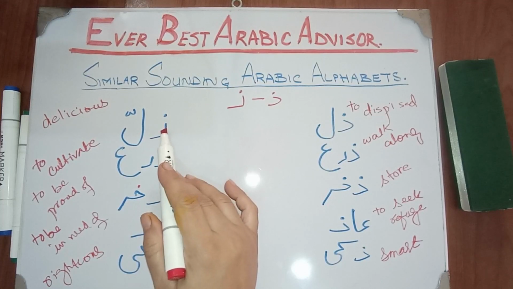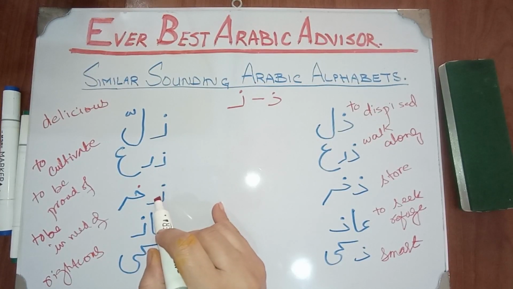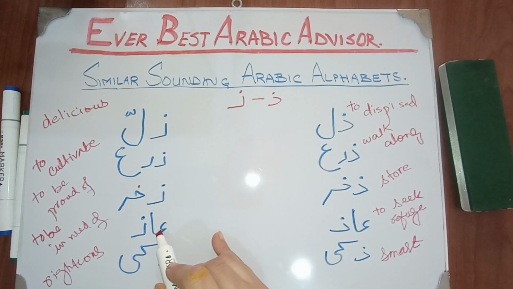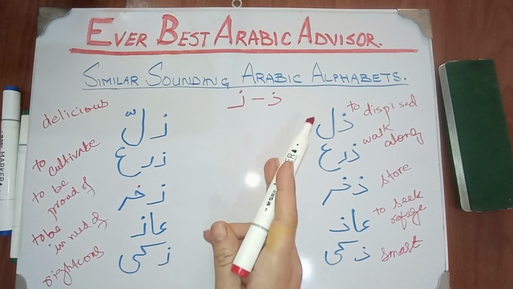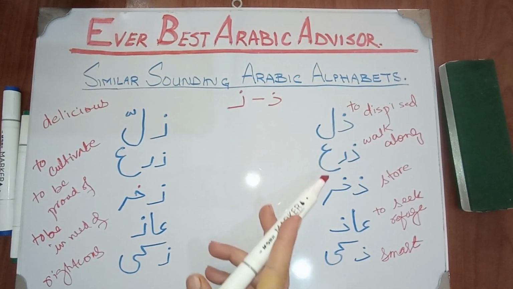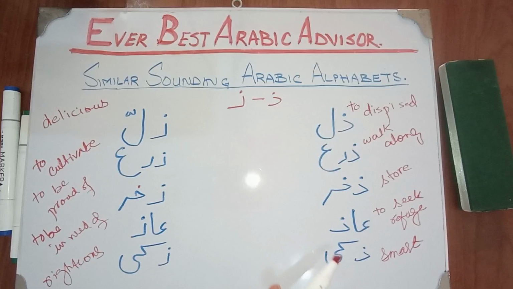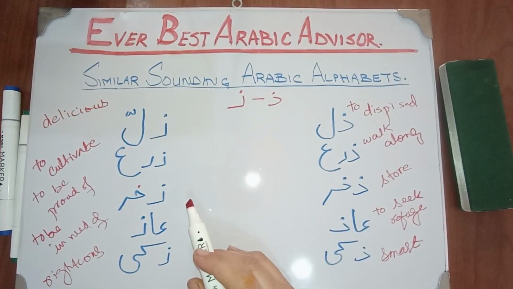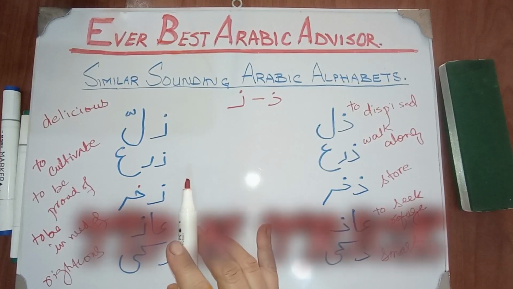ذرع, ذخر, عذ, ذكي. For understanding the difference, one more thing is you have to understand the letters.